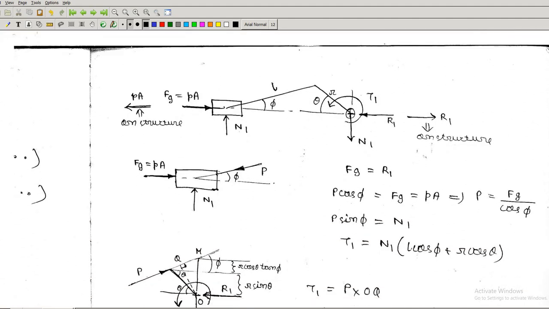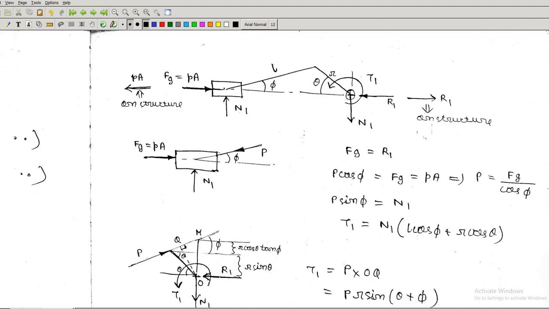First we consider the gas pressure. This is the gas pressure acting on the piston, coming from the cylinder on the piston. The reaction is N1. This is phi, this is theta, this is the length of the crank R, and this is the length of the connecting rod L. This is the torque T1, which is coming due to PA, and this is N1, which is coming on the crankshaft from the bearing. This is T1, as if we are holding the crankshaft.